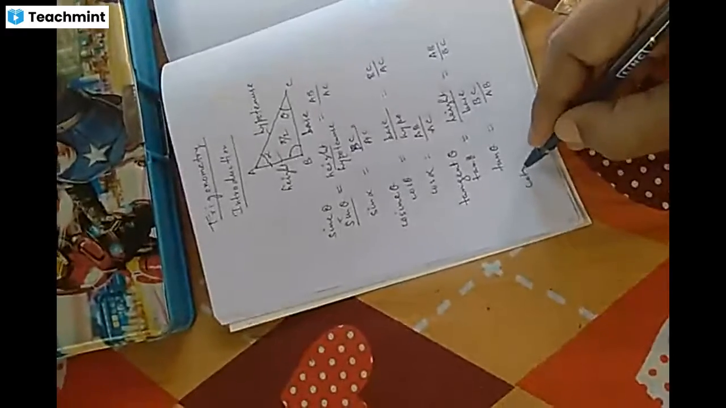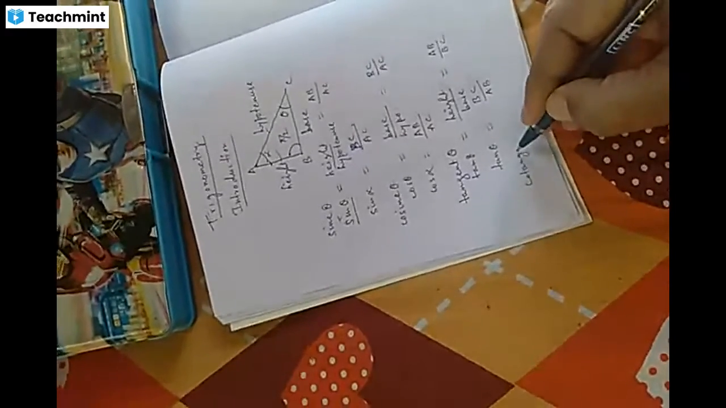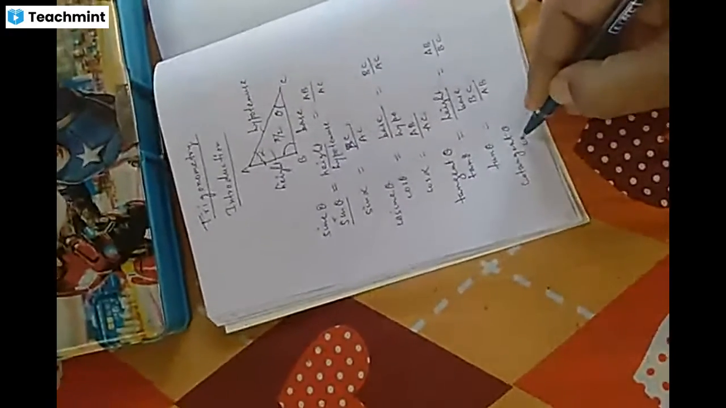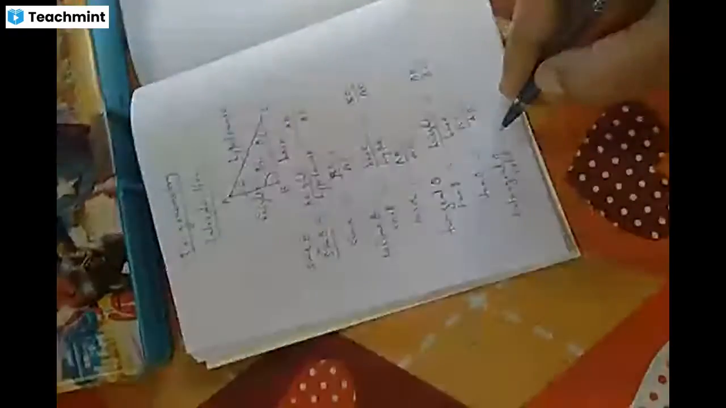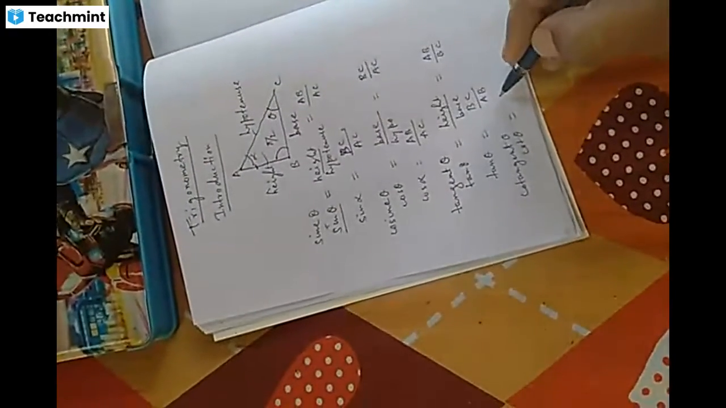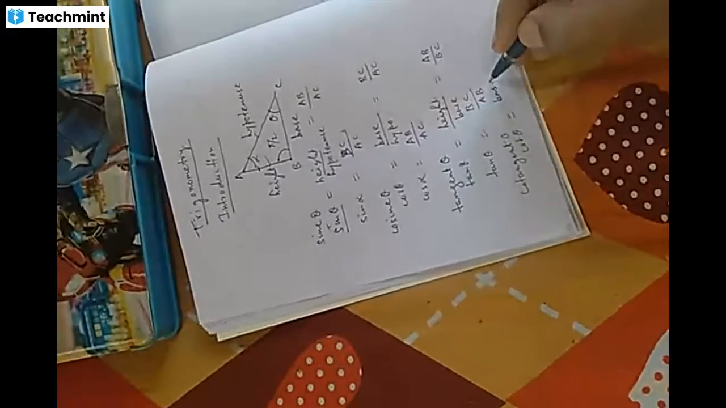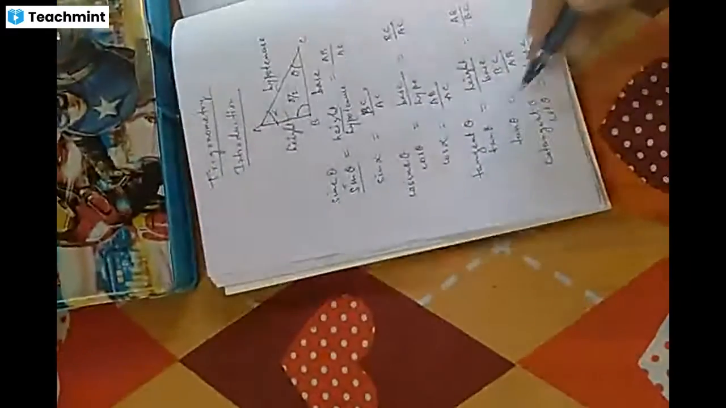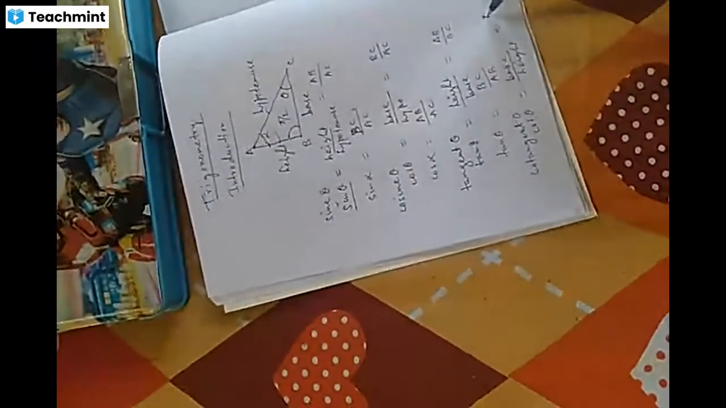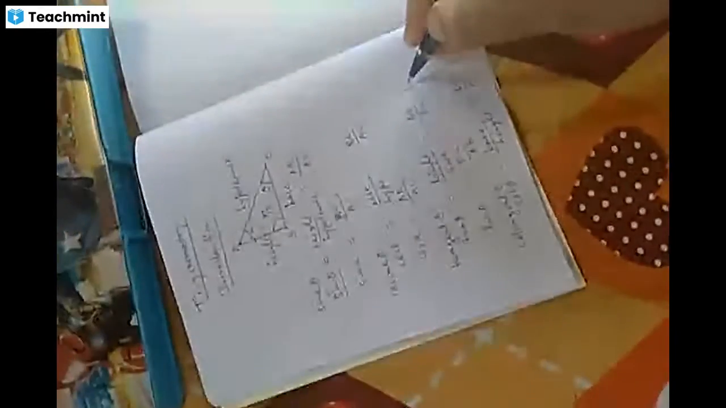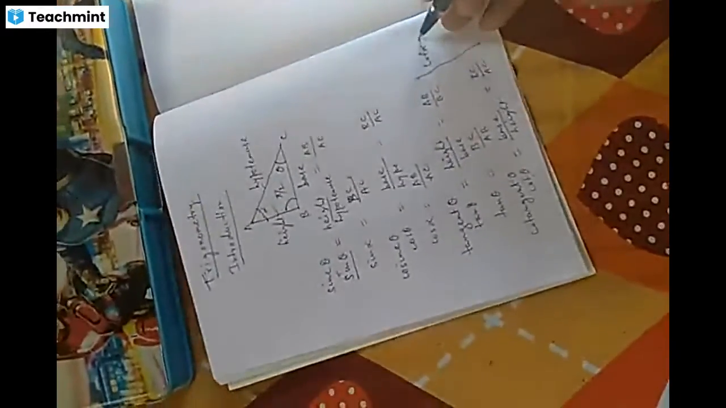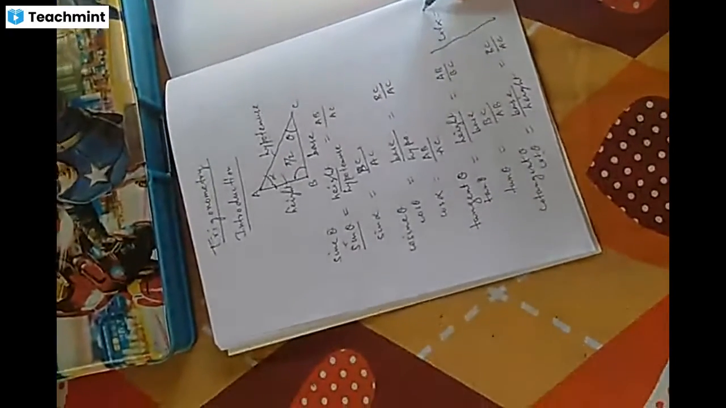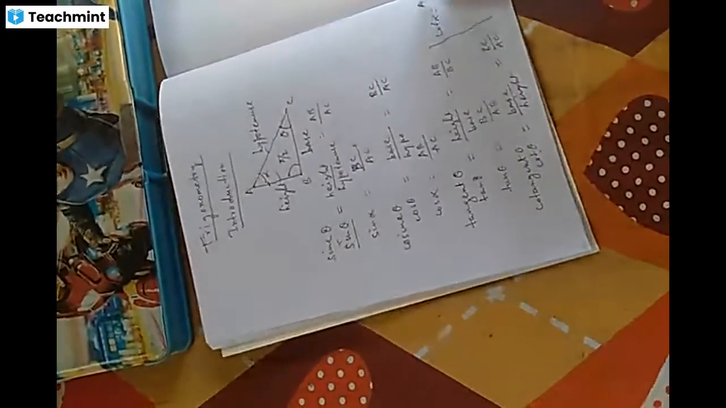Cotangent is another trigonometric function, cotangent theta or cot theta in short form. Cot theta will be base by height. So tan theta and cot theta are reciprocals. This will be BC by AB. And what will be cot alpha? Cot alpha will be AB by BC.